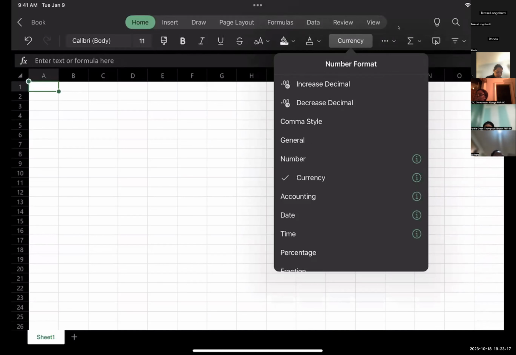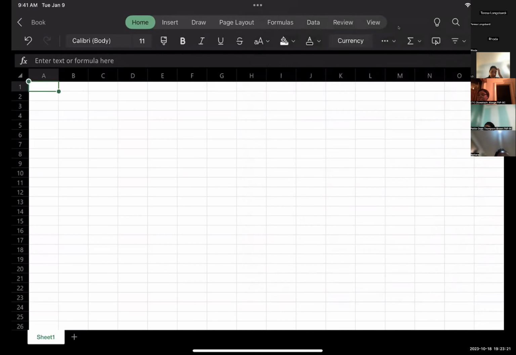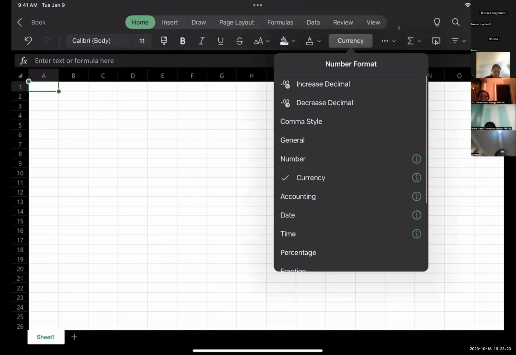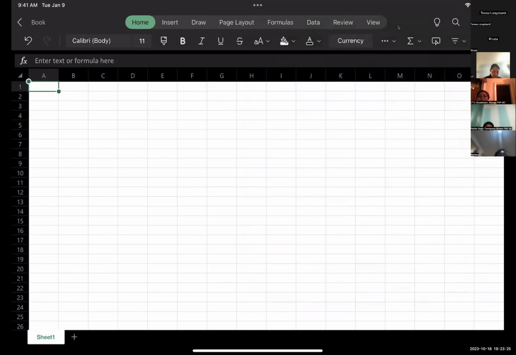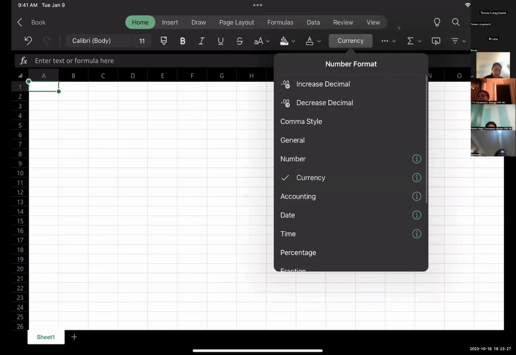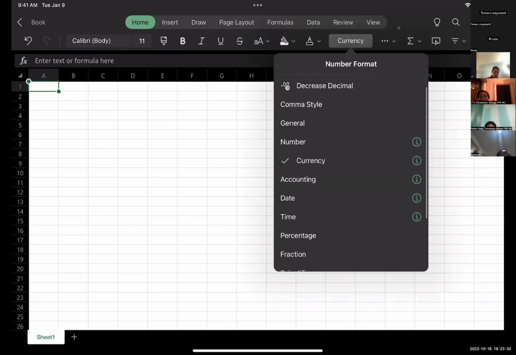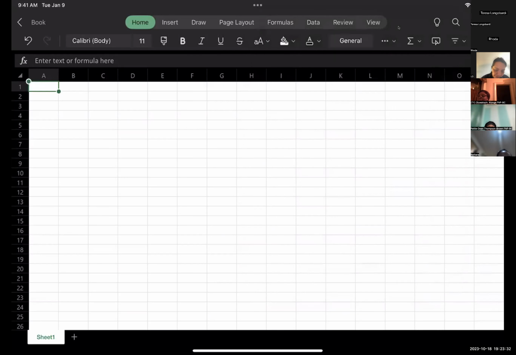We'll play with that later though. Where it said general, now it says currency. It's changing the format of the number. To put it back to general, it's just general. Okay, thank you.